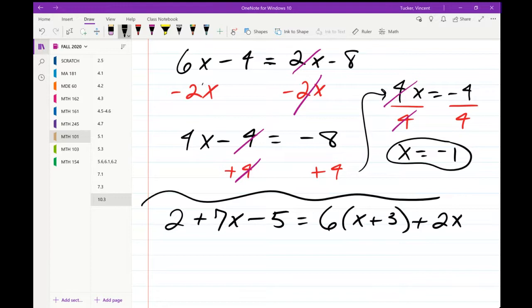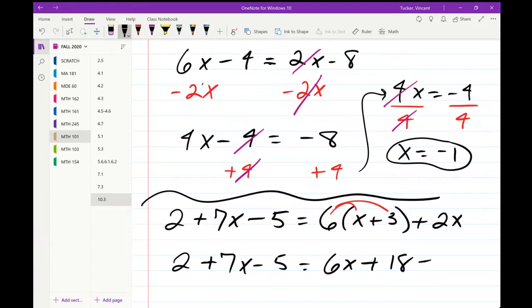All right, so we have 2 plus 7x minus 5 equal to 6 times the quantity of x plus 3 plus 2x. So we need access to all of our x terms, so I will go ahead and distribute this 6. So that's 2 plus 7x minus 5, 6x plus 18 plus 2x.